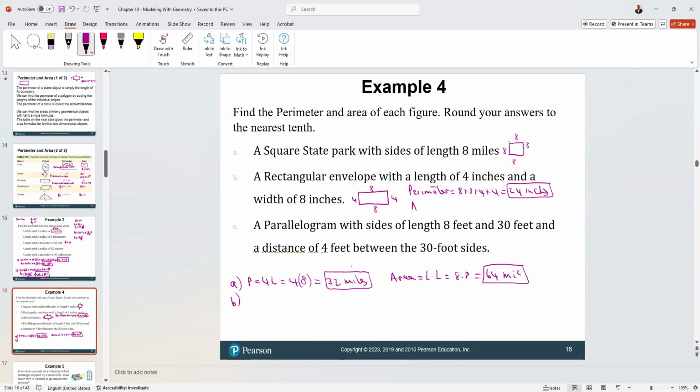But for the area of a rectangle, the formula is length times width. Okay? So the area of a rectangle is length times width. So what you need to do, you do 8 times 4, that gives you 32 square inches.